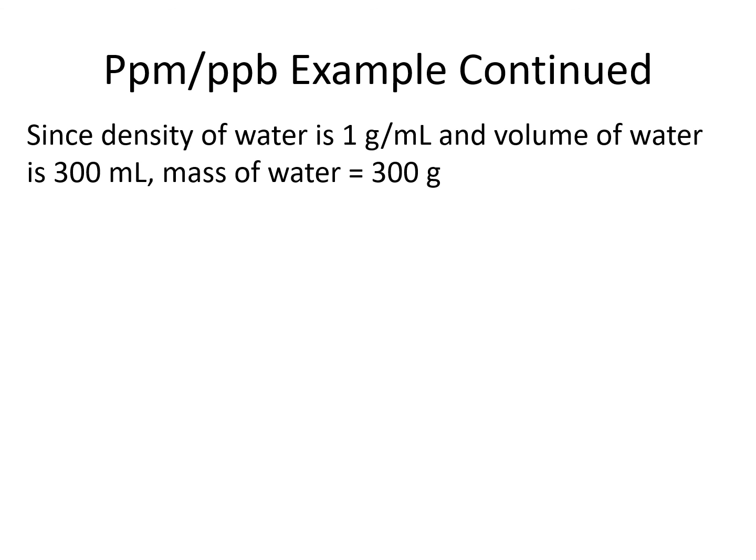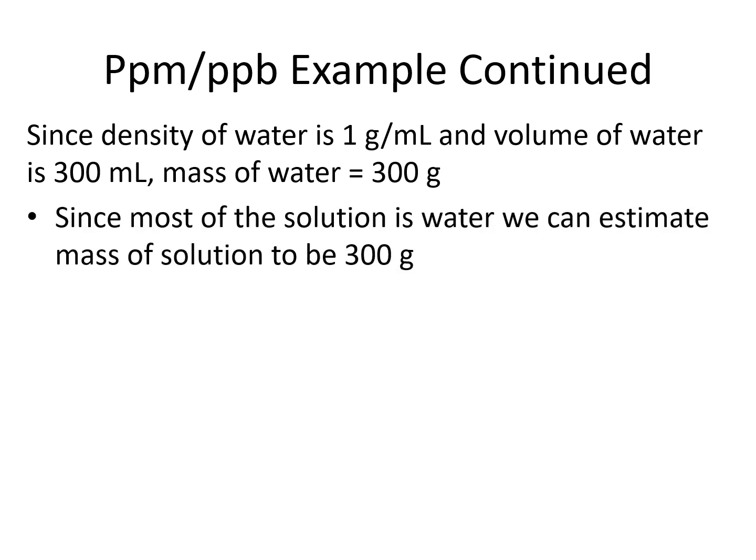We can use the density of water to convert between grams and milliliters of water. And since that density is 1 gram per milliliter, that's a really easy conversion. So if we have 300 milliliters of water, that means we have 300 grams of water. And since most of the solution is water, we can estimate our mass of the solution to be 300 grams.